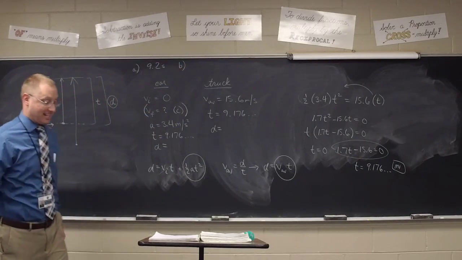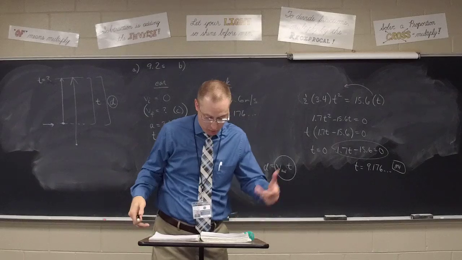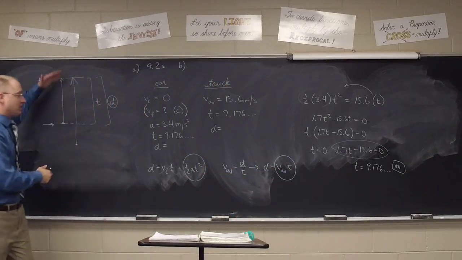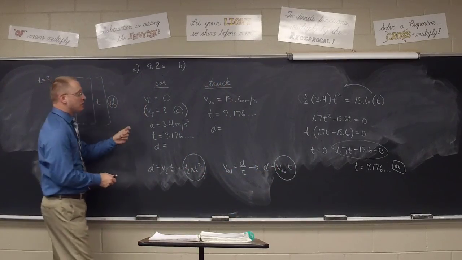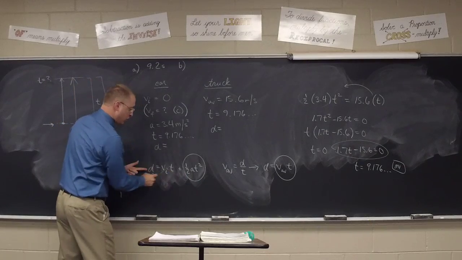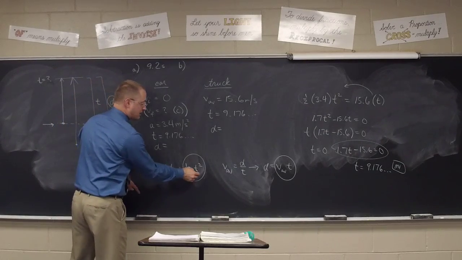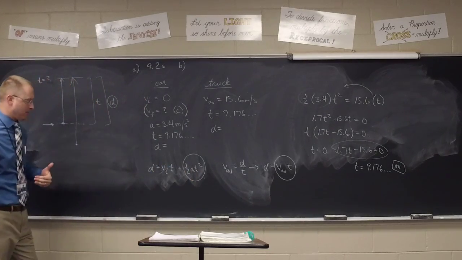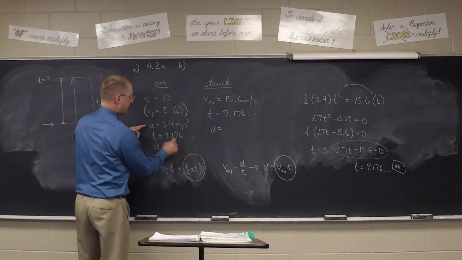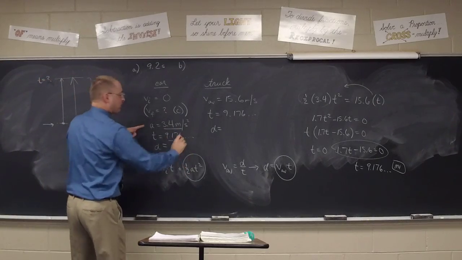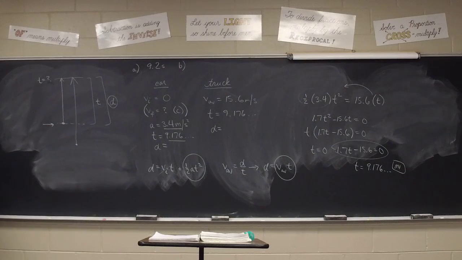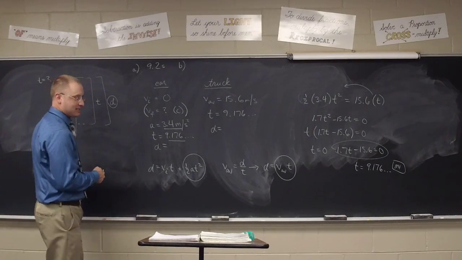Letter B asks kind of what we've been wondering all along. How far will the car travel? What will be the displacement? Well, now that you know t, I can now solve either saying d equals a half a t squared. Well, that's Audrey's, right? Let's do that. Let's take a half of 3.4 times memory squared. What was Audrey's distance?